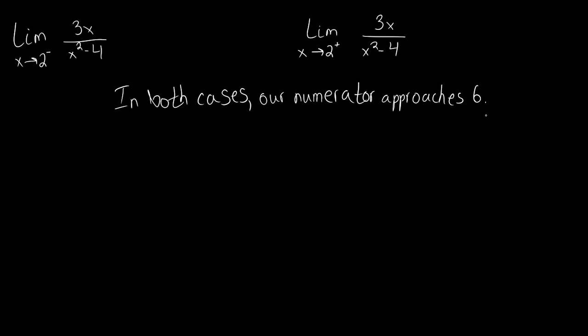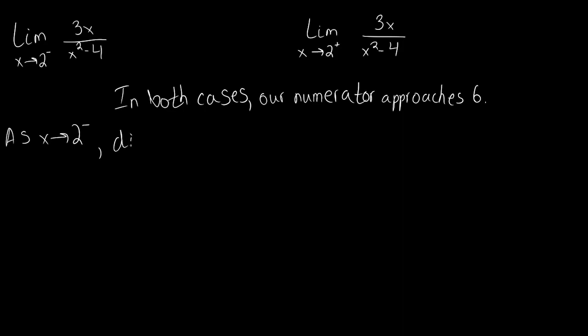Now let's look at what happens in the denominators. So as x approaches 2 from the left, we see as we get closer and closer to 2 from the left, the difference that we have in our denominator is going to remain negative. It's going to grow smaller and smaller in terms of negative numbers, but it's still going to remain negative all the way up until it hits right before 2 coming from the left. So let's go ahead and write that down.